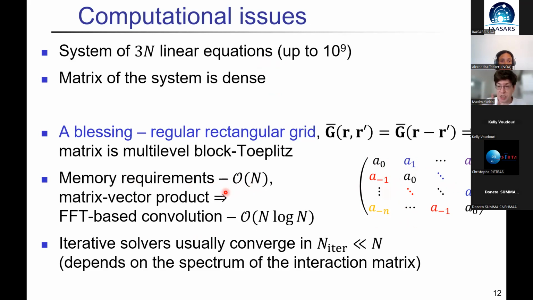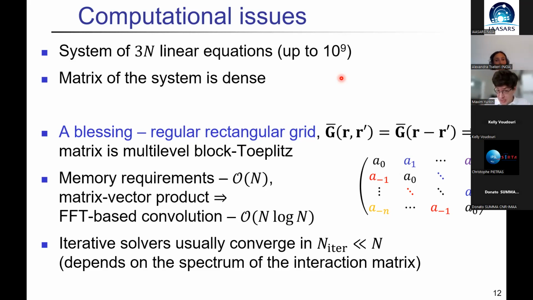and the matrix-vector product, so multiplication of this matrix with any vector, can be done in almost linear time in N using FFT. If we combine this with iterative solvers, which usually converge in a number of iterations much smaller than the number of dipoles, not always but in most cases, then we get overall computational complexity which is linear in N. That's the main reason that makes such huge N possible. So DDA in this sense is a very simple method, but also very efficient, at least for some kinds of problems.